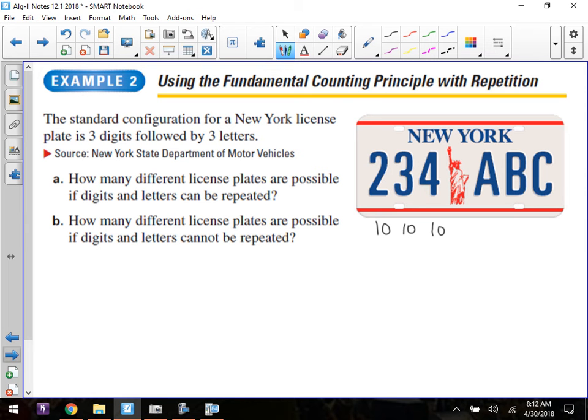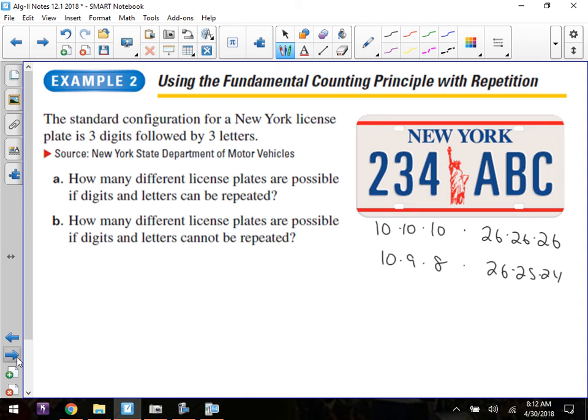How many letters are there? 26. If I allow repetition, that gives me that many different possible license plates, just by multiplying all that out. It's another big number, isn't it? Now, if you do that without repetition, it cuts down. And now this is just talking standardized stuff. This is just basics.